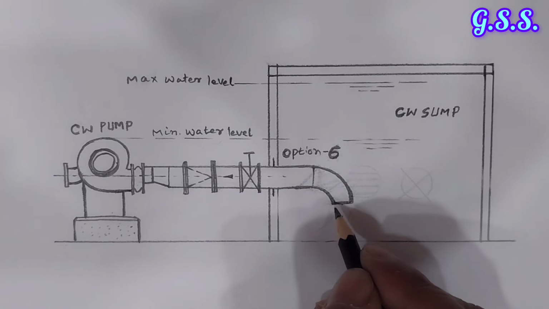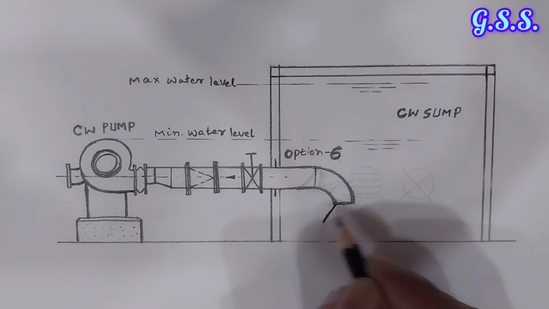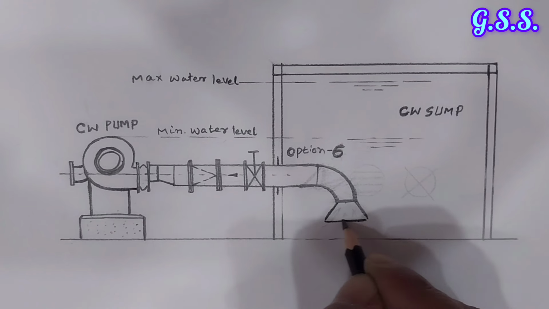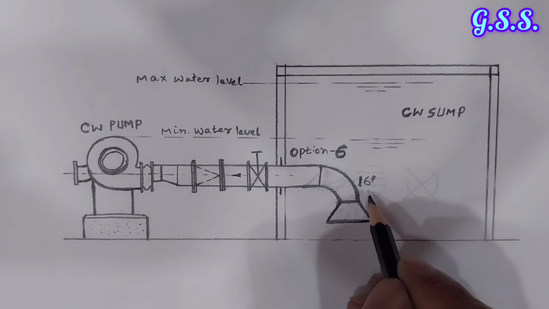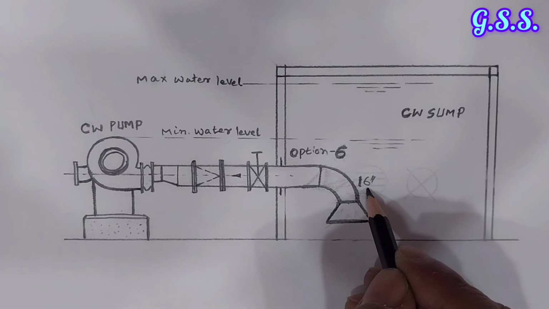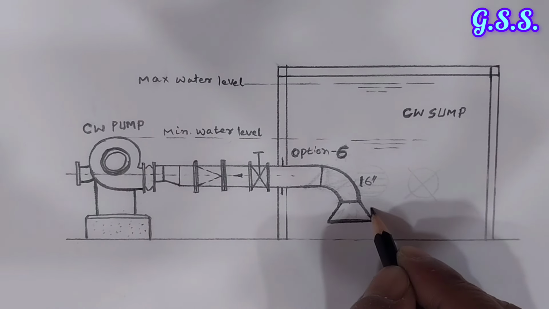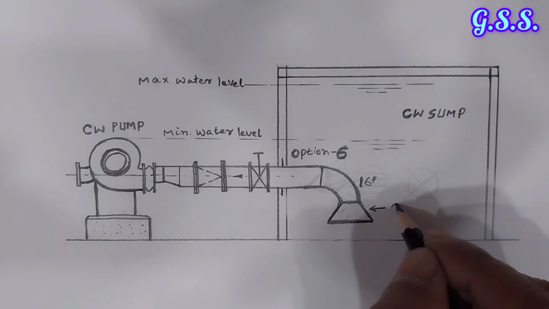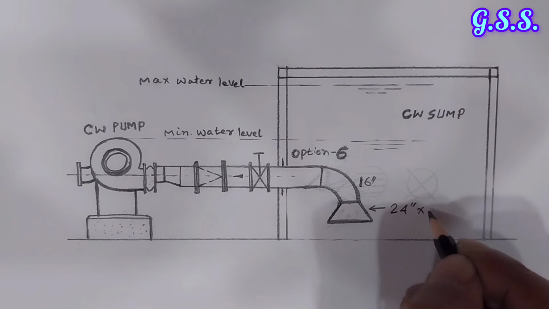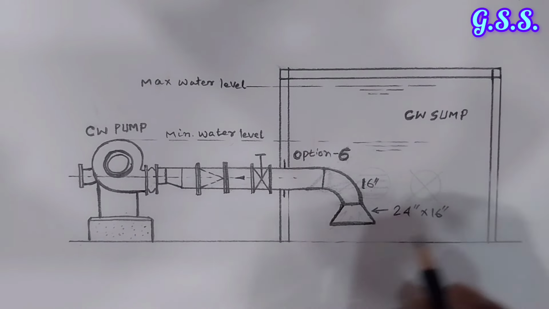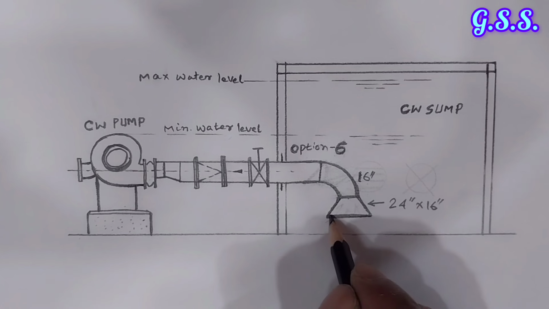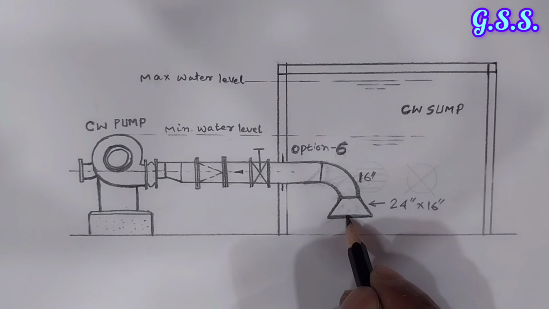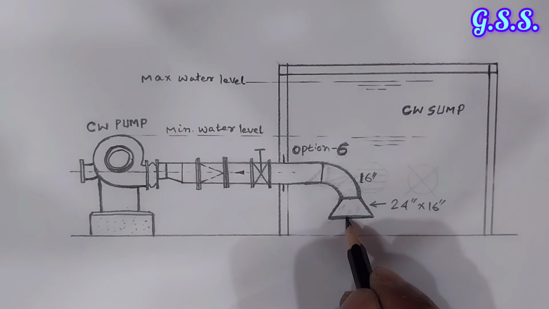In option 6, one reducer is provided here like this. This is called a suction bell, or bell mouth. If the suction size is 16 inch, then the suction bell size will be 1.5 times more. That means this reducer will be 24 inch by 16 inch. In this case, the entry area is much more and entry loss will be much less, and there will be no chance of vortex formation.